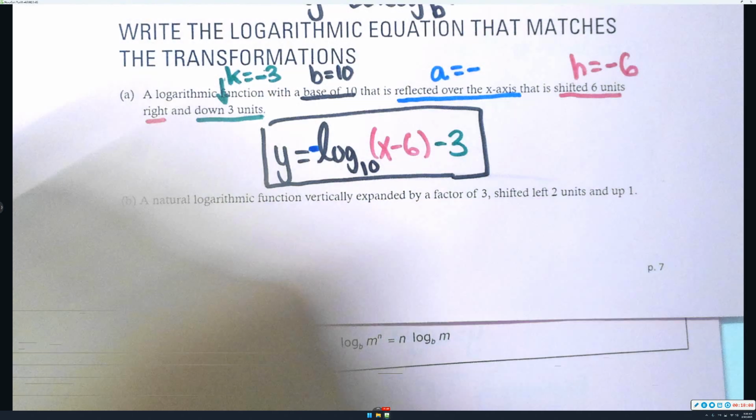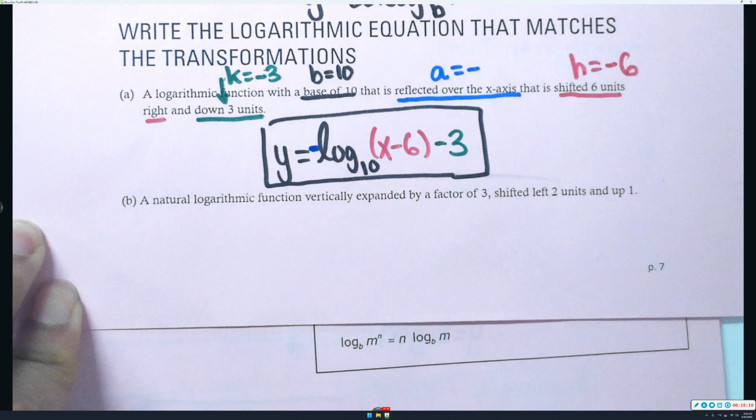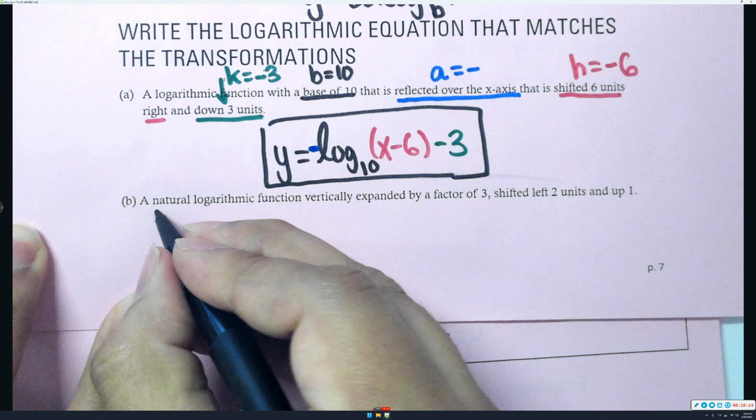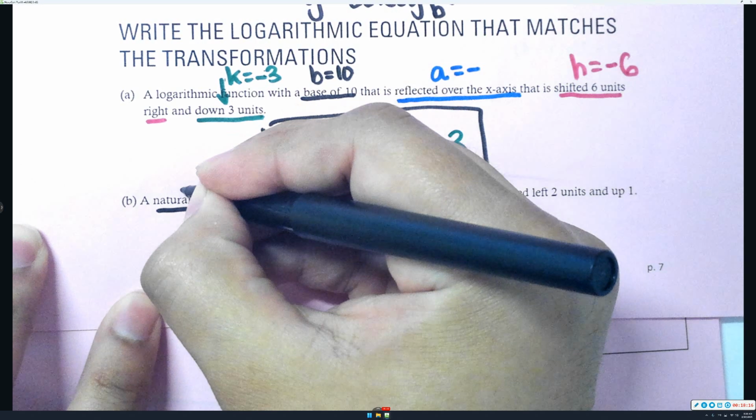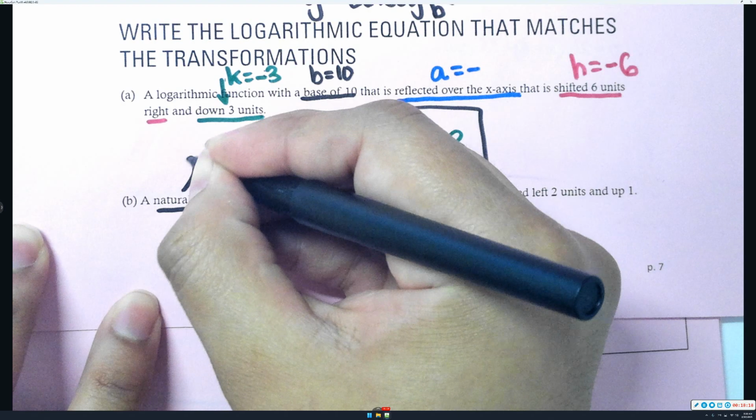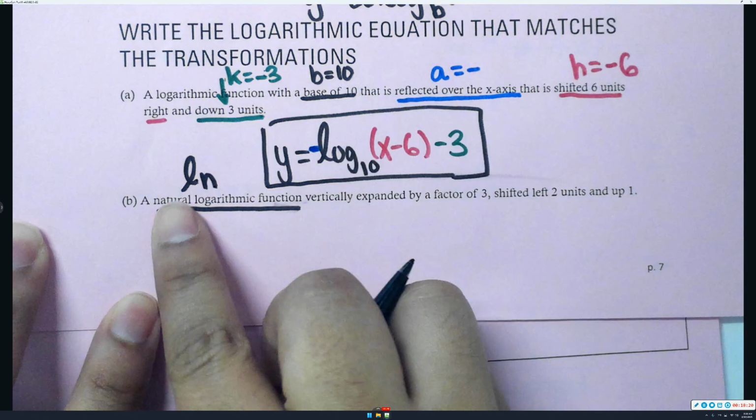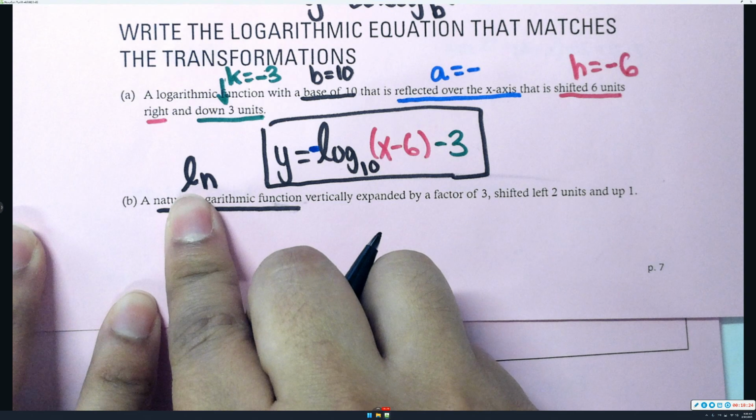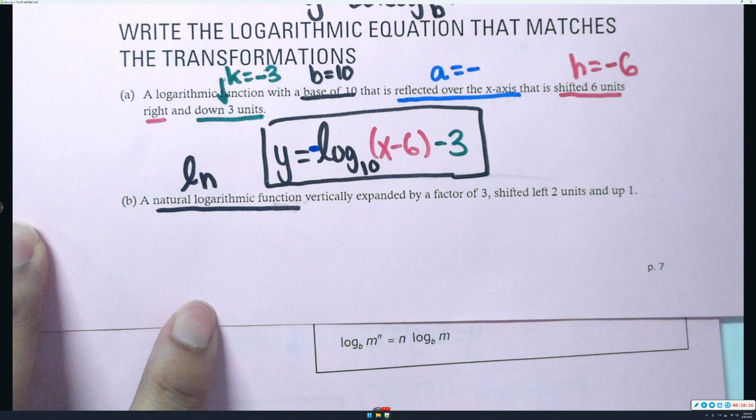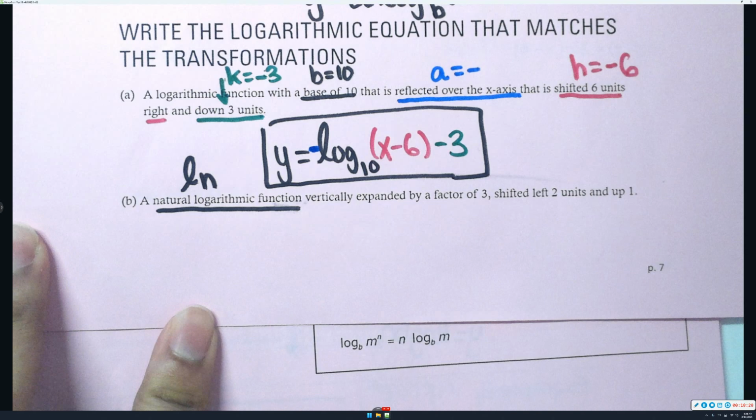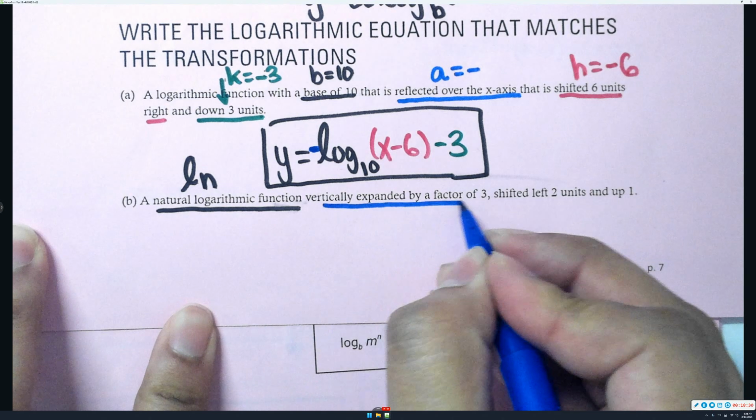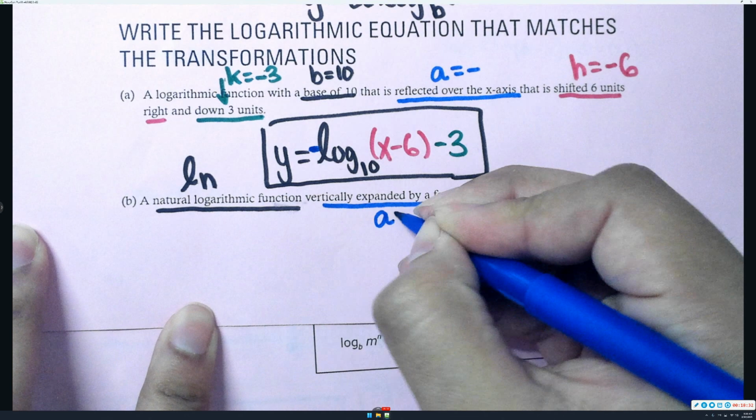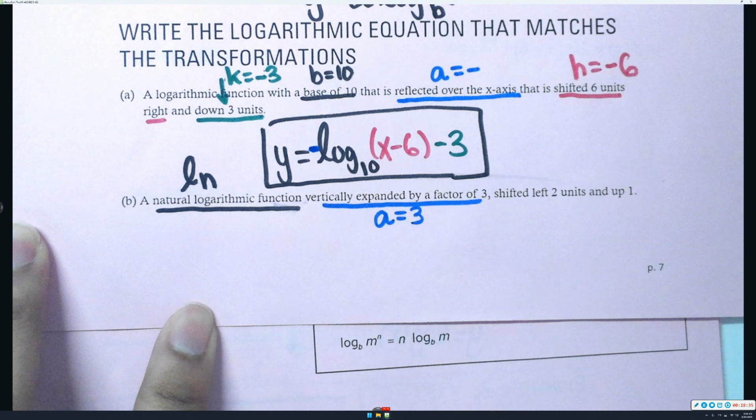Now, this one's unique. Look right here, guys. This one is going to be for a natural log function. So go ahead and underline that right there. If you ever see that, it has to be with the ln. Write that down, ln. Then it says it's vertically expanded by a factor of 3. So that's going to be a equals 3. Write that down.